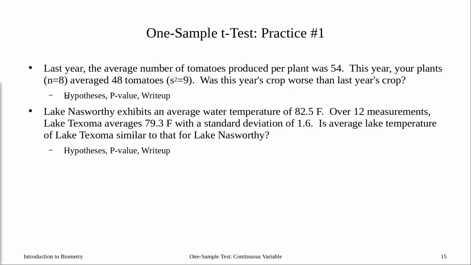As you practice, write out the hypotheses, so our null and alternate hypotheses, calculate a p-value, or when you do it by hand, an approximate p-value, which means less than 0.05 or greater than 0.05, and do a write-up. And then once you finish that, check your work in R by calculating the p-value. Pause this video, work on problem 1, and then we'll work through it.